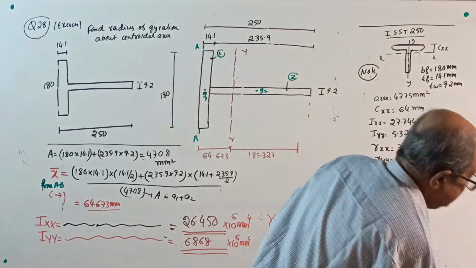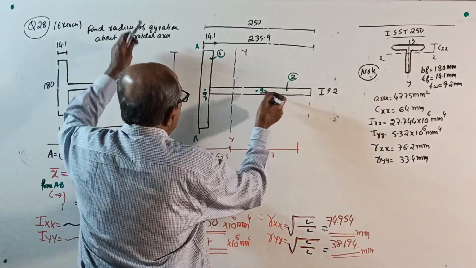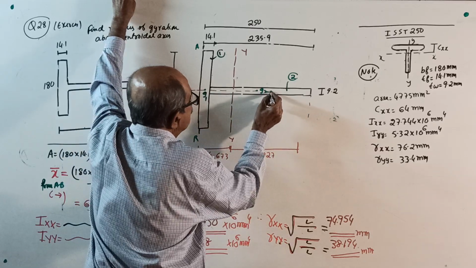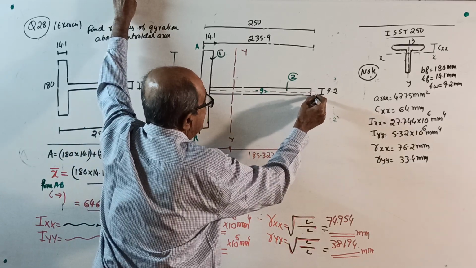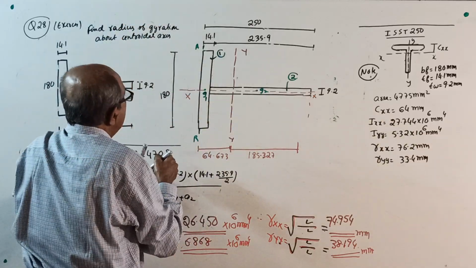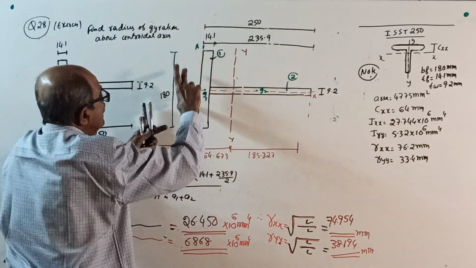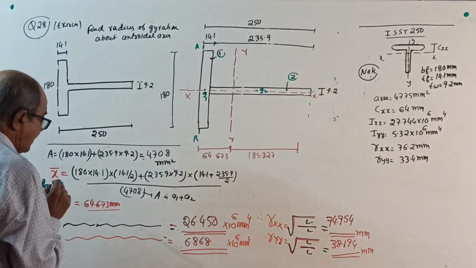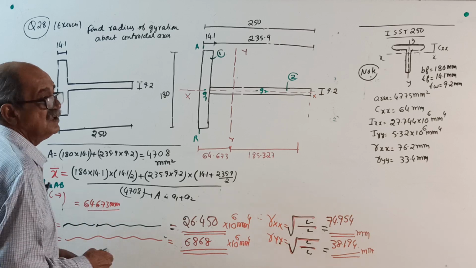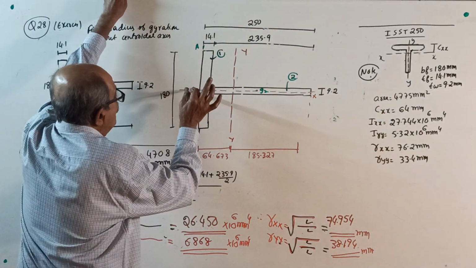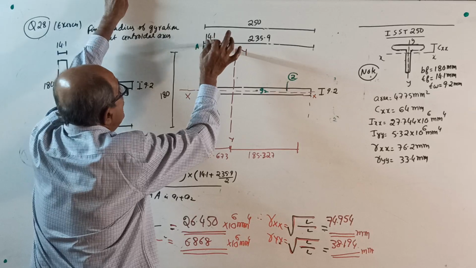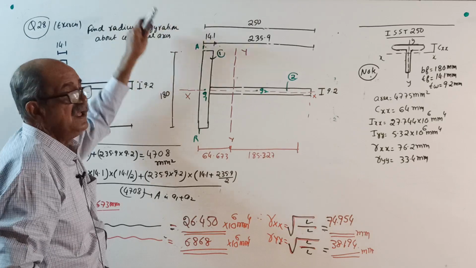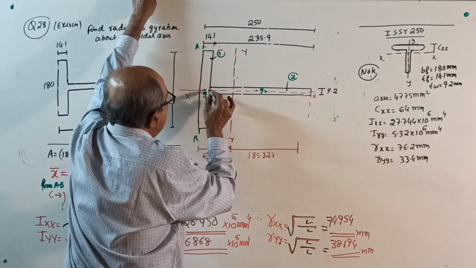Now write. Start. XX, directly mark it passing through the centroid. You write there: XX is the axis of symmetry. If this is 180, both are 90-90. You write if you want. Now, I about XX. I will not write, I will dictate. I about its own axis: 14.1 into 180 cube by 12 plus area into 0 square, and for this one, I about its own axis.